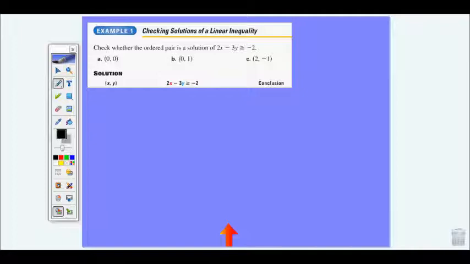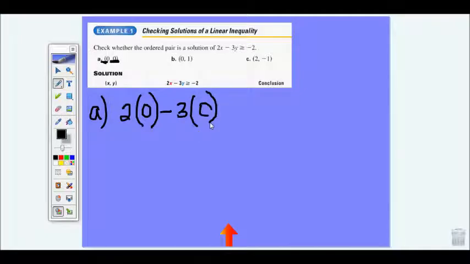So, in example 1, we're just going to check these solutions to see if they are a solution to these linear inequalities. So, first of all, 0, 0. If I put 0, 0 into the equation, I'm just going to replace the x value with 0, replace the y value with the y coordinate point, which is also 0 in letter A, and see if that is a true statement that is greater than or equal to negative 2. So we have 0 minus 0, which is still 0, and is 0 greater than or equal to a negative 2? And yes, it is. So this is a solution.